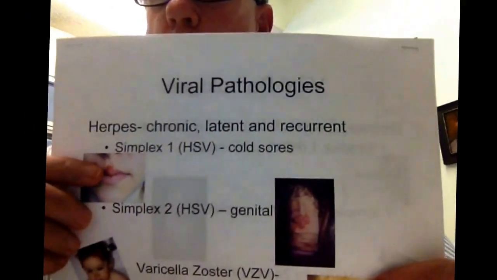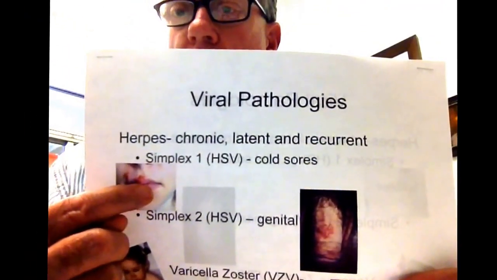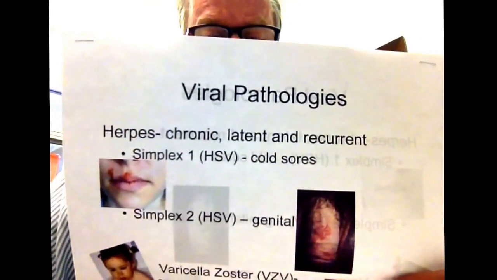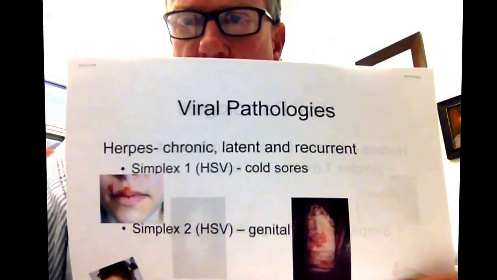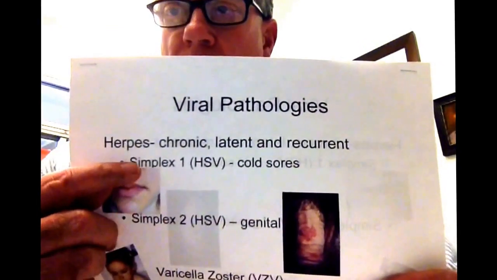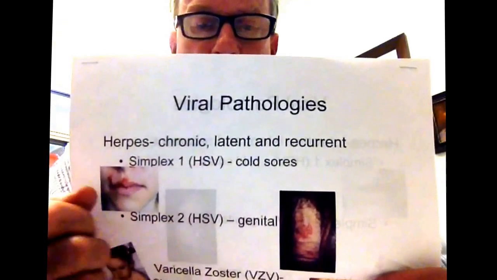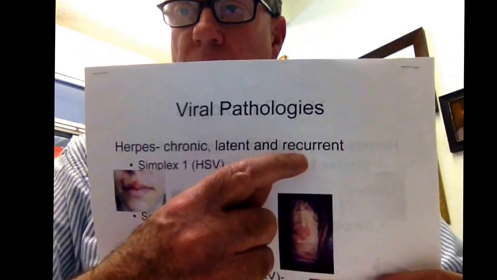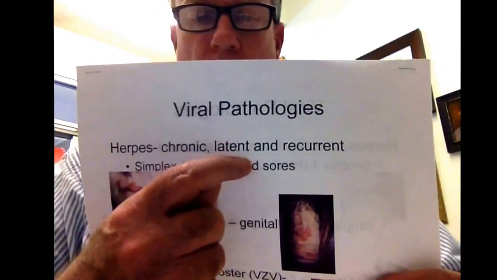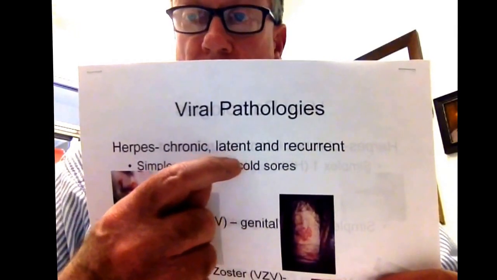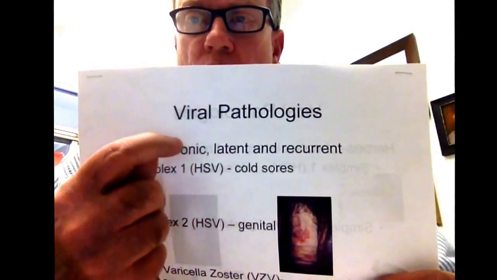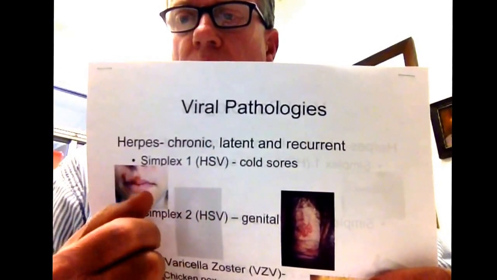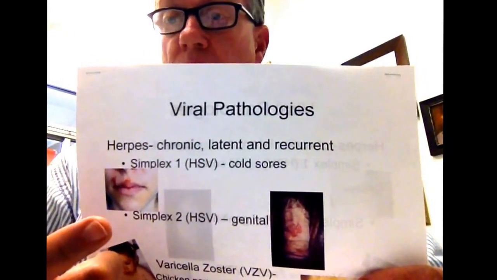Now we move to viral. Herpes simplex 1 and 2, herpes simplex 1, cold sores. Once you have a virus, you have a virus. It'll manifest itself initially, and then it tends to recur. It may go away for a while, in a latent form, but you've got it. Once you have it, you've got it. So if you've had cold sores as a kid, you're going to tend to have cold sores throughout your life.